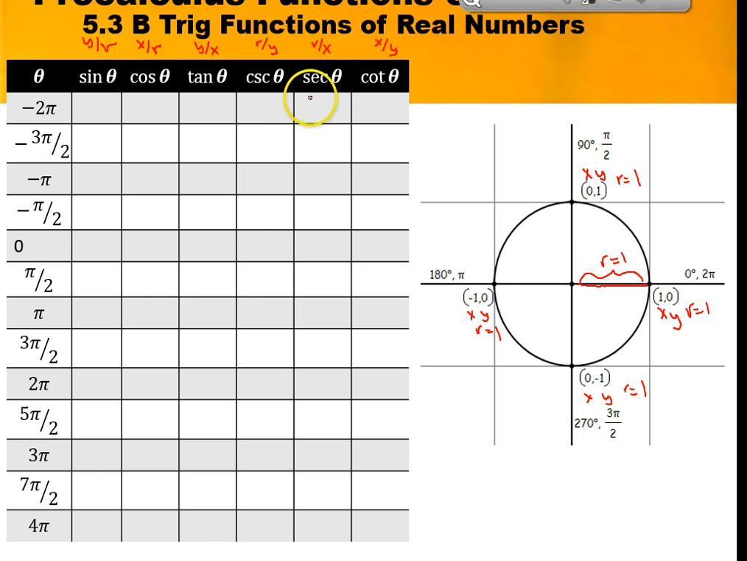Okay, so we're going to start at negative 2 pi. Negative 2 pi is if I started here and went clockwise. I can't really draw a circle on this, but if I went clockwise all the way around, that would be negative 2 pi. But I'd still end up here at 1, 0. So my y value is going to be 0, and my r is 1. So this is going to be 0 over 1, which is 0.